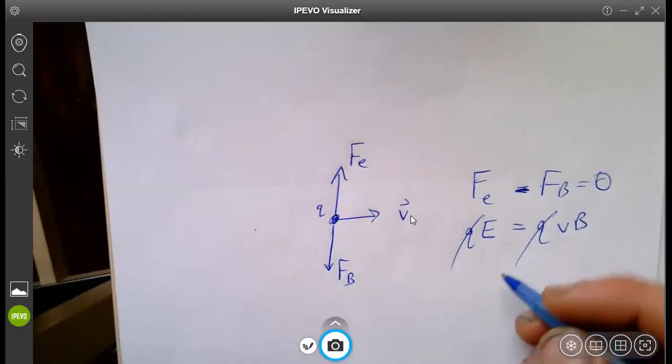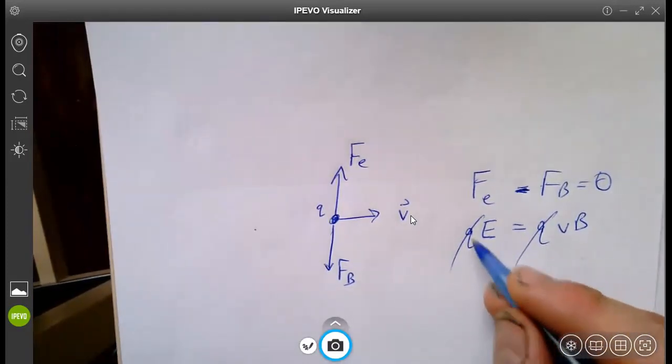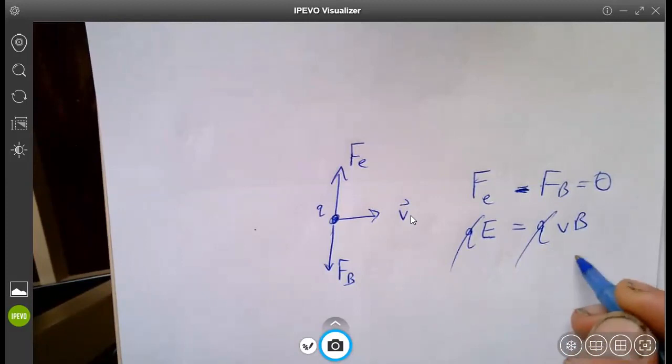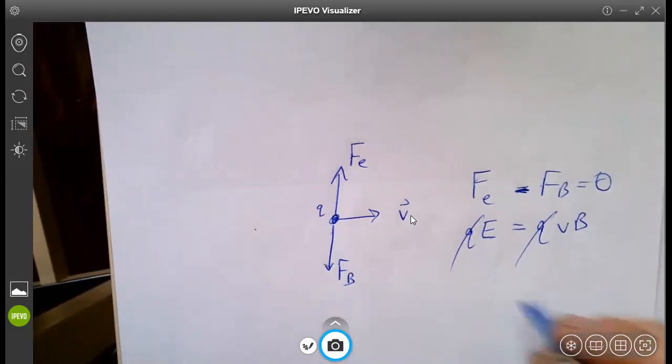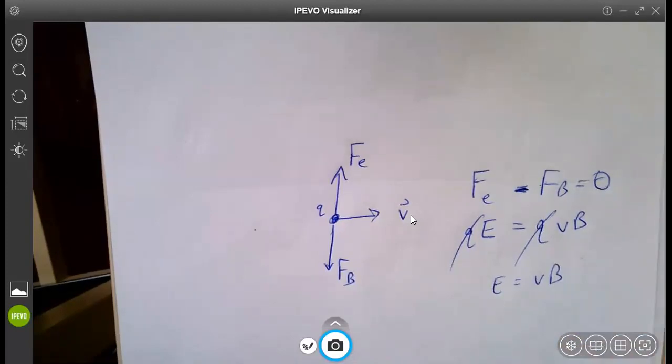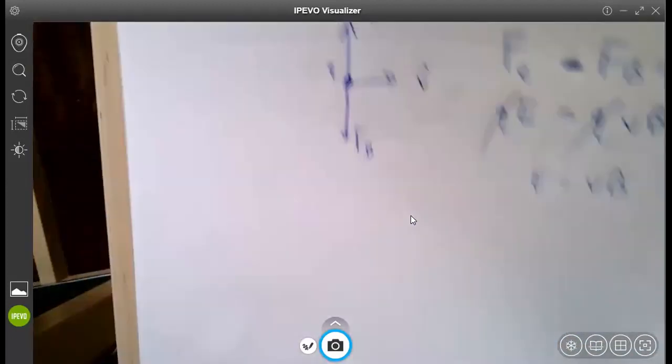So in this case, the electric force, pointed up, is going to be equal to the magnetic force. And that tells you that this relationship, E equals v times B, is the situation that we have in this case.